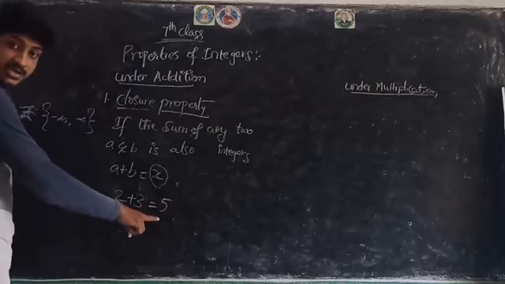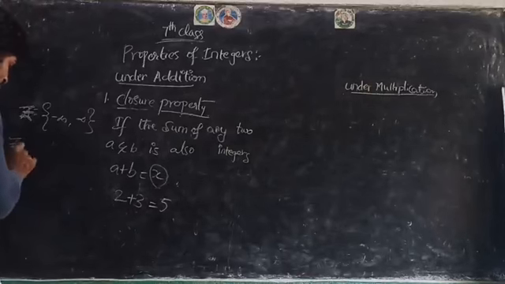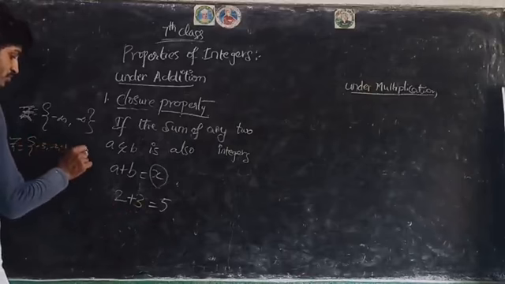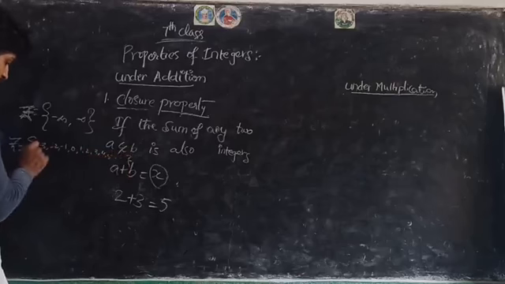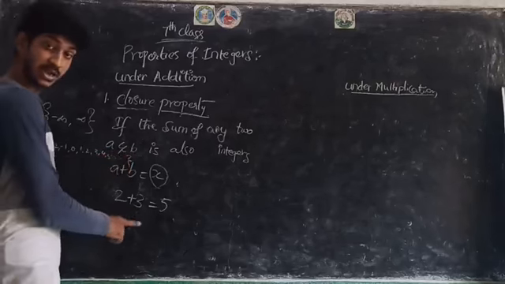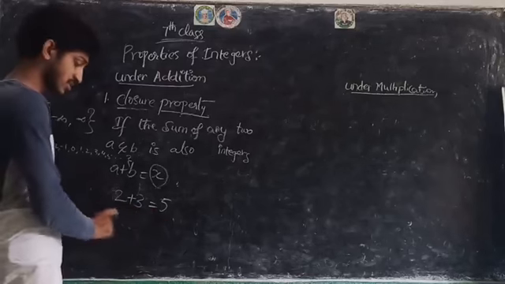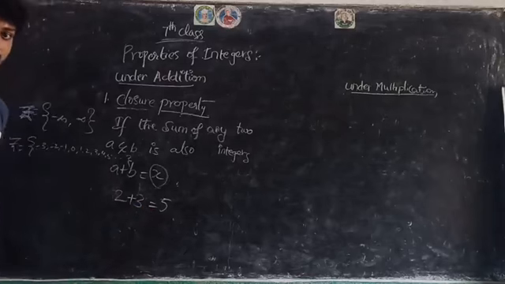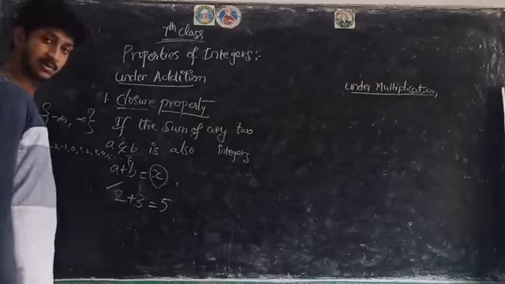So 5 is an integer or not? 5 is an integer because Z includes minus 3, minus 2, minus 1, 0, 1, 2, 3, 4, 5, and so on. So it includes infinite numbers, and it also includes positive numbers. So 2 plus 3 is equal to 5. 5 is a positive number, 2 is a positive number, 3 is a positive number. So it satisfies closure property in integers.